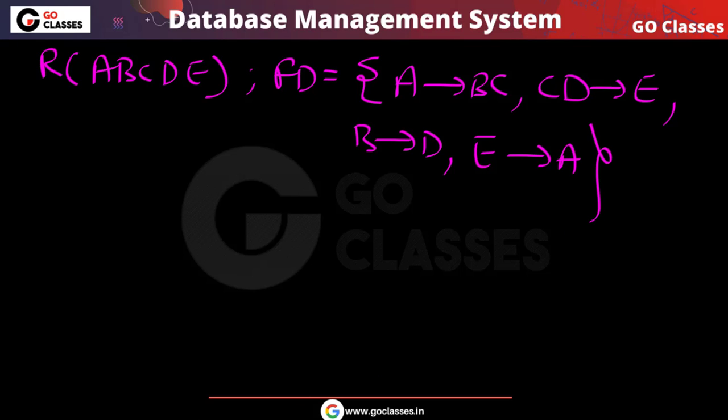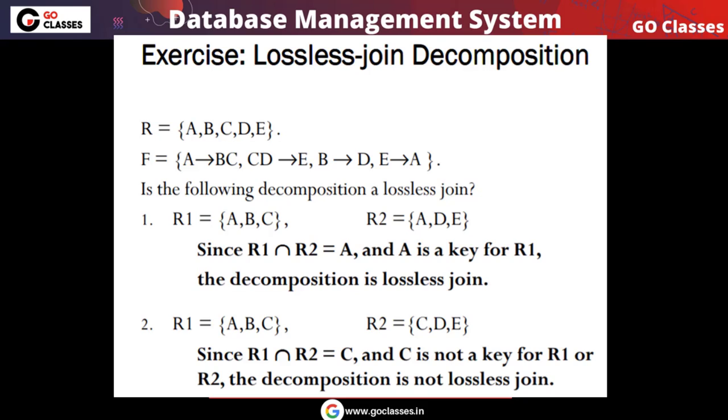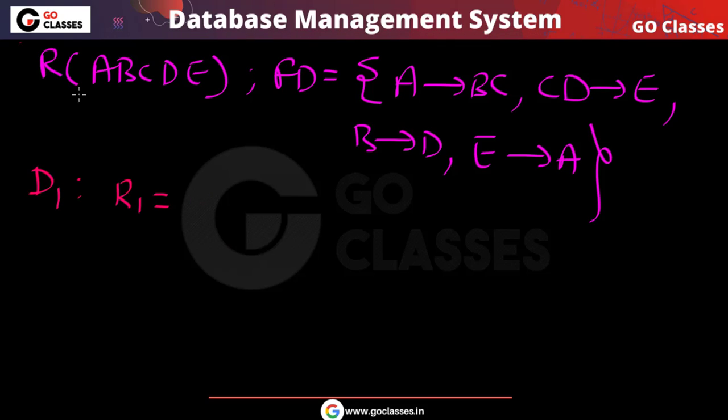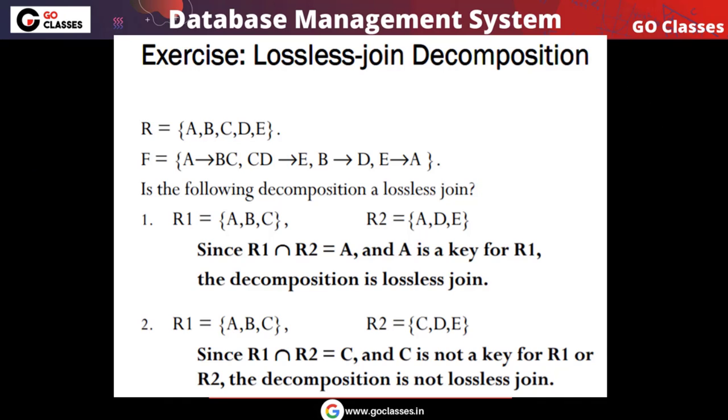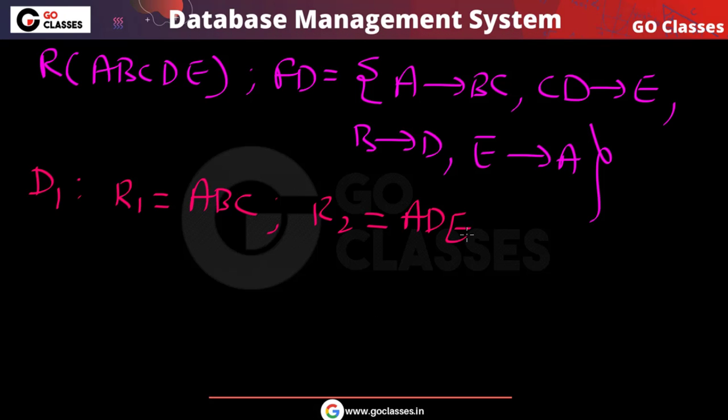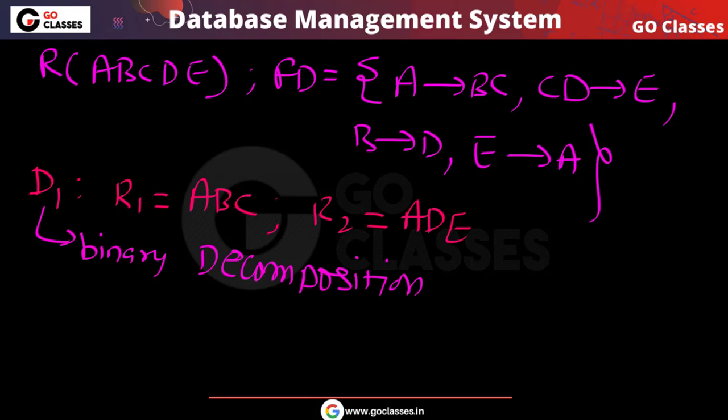Now, what are the decompositions? Two decompositions are given to you. In decomposition D1, one sub-relation R1 has three attributes ABC, and in R2 we have the attributes A, D, E. First of all, this is a binary decomposition, because we are dividing the original relation R into two sub-relations, ABC and ADE.